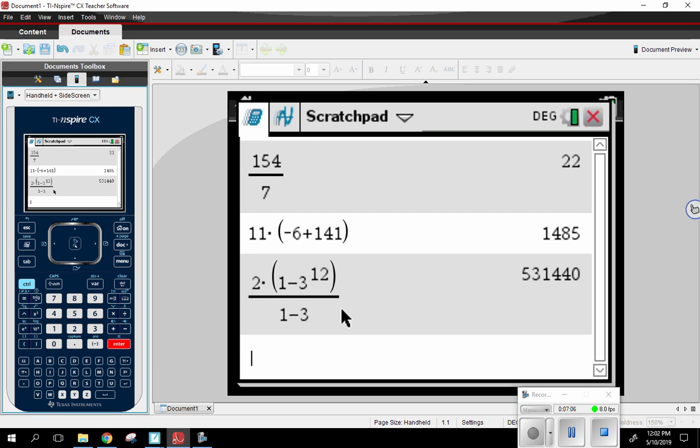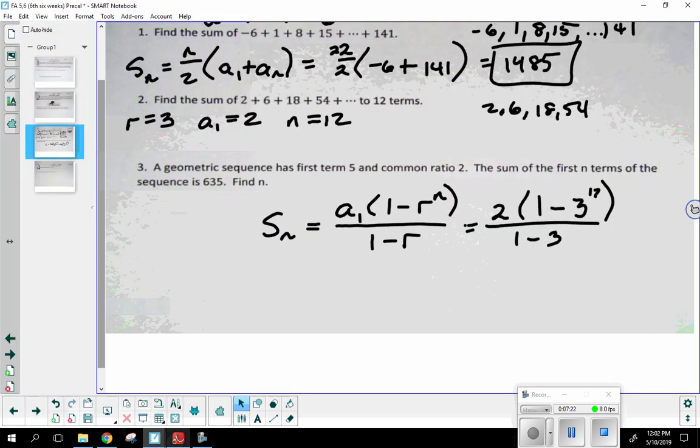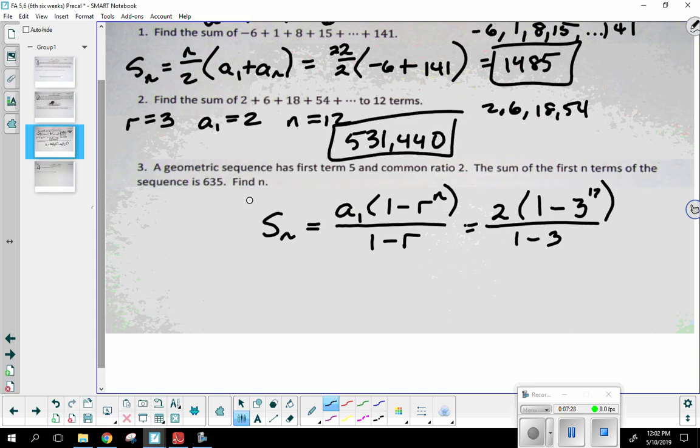Yeah, oh, I got 441. Wait, what did I do wrong? I don't know. Oh, it's 1 times 3. Oh, yeah, I put 1 times 3. Okay, there we go. 531,440. There we go.